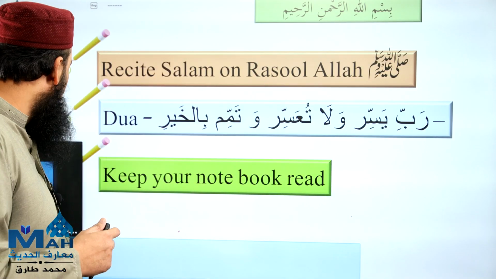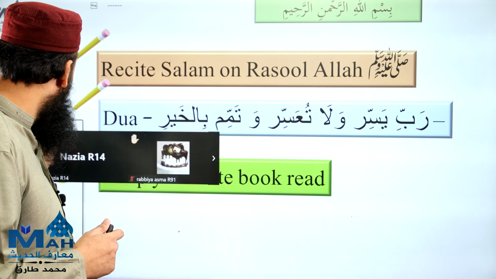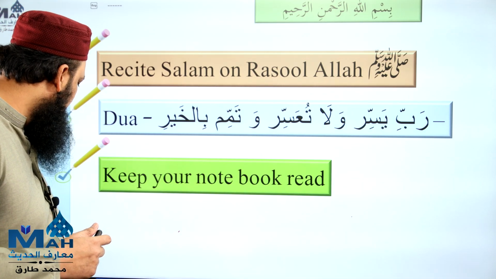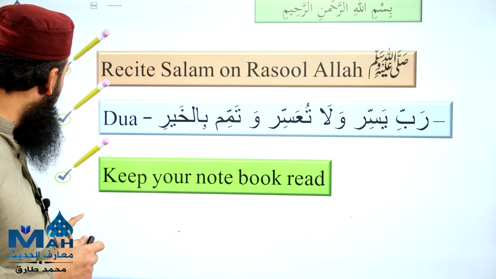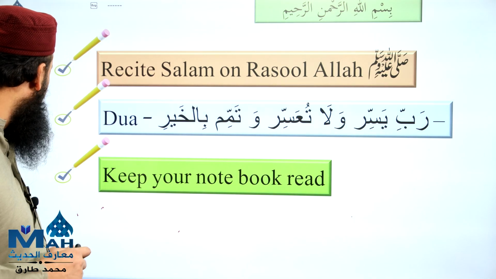So please read out the instructions. Read Salam on Rasulullah sallallahu alaihi wasallam one time, and then make dua, Rabbi yassir wa la tu'assir wa tammim bil khair, and keep your notebooks ready.